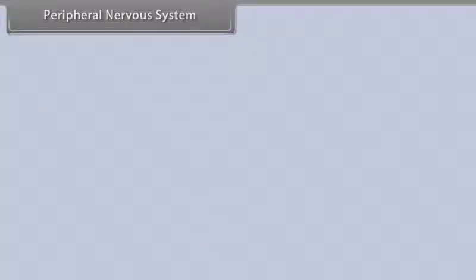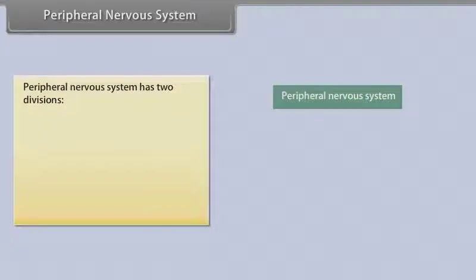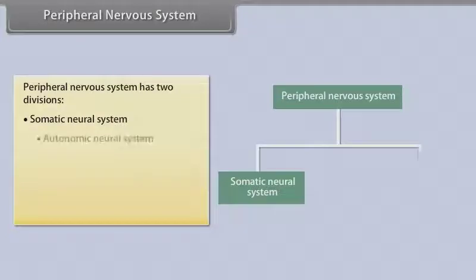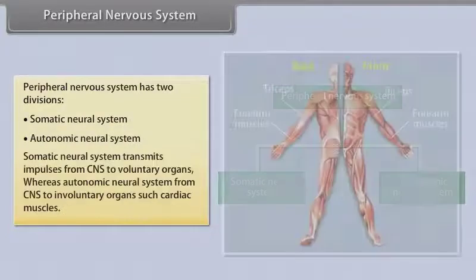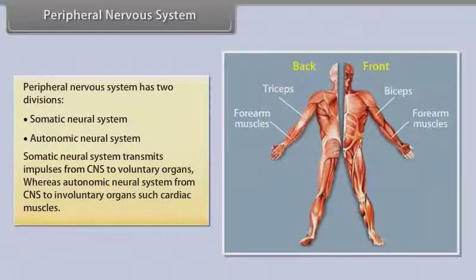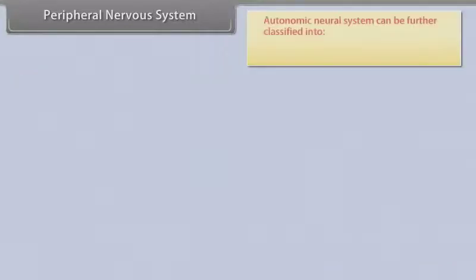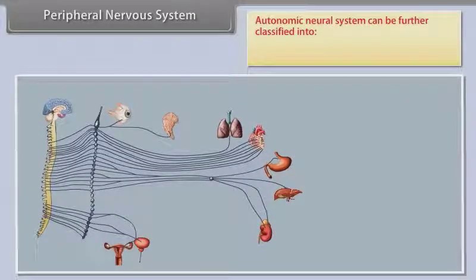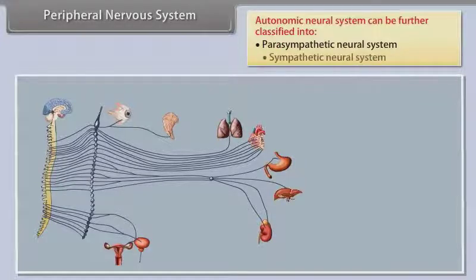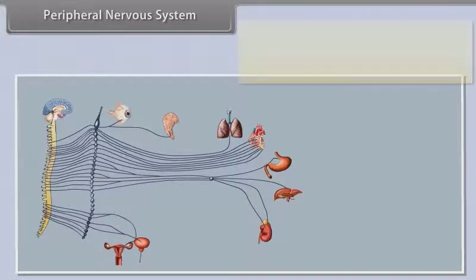Peripheral nervous system. Peripheral nervous system has two divisions, that are somatic neural system and autonomic neural system. Somatic neural system transmits impulses from CNS to voluntary organs, whereas autonomic neural system from CNS to involuntary organs such as cardiac muscles. Autonomic neural system can be further classified into parasympathetic neural system and sympathetic neural system.